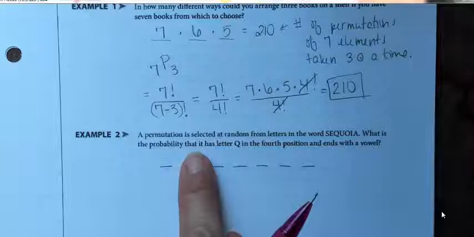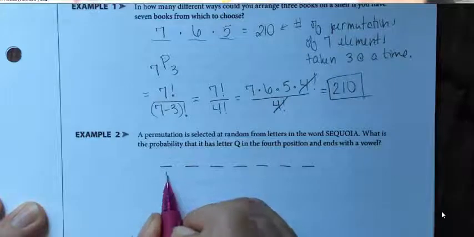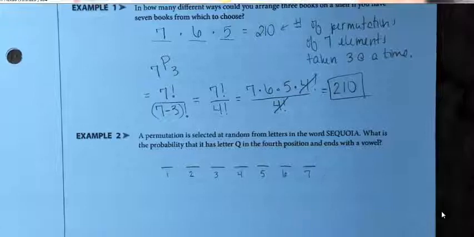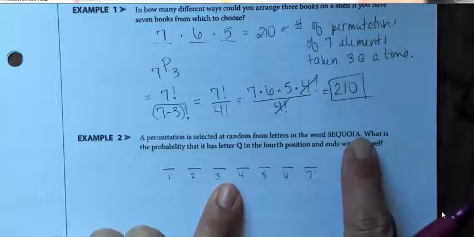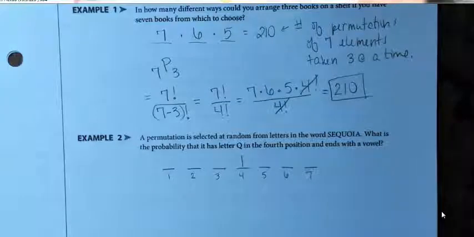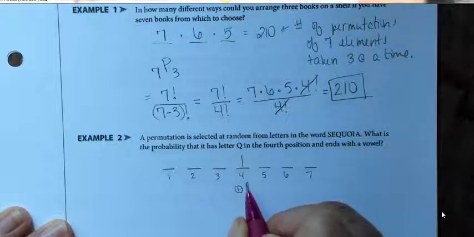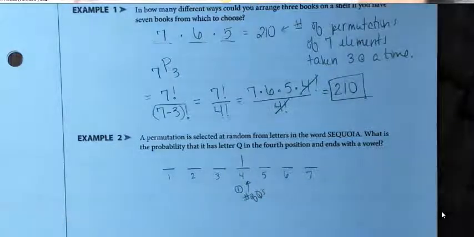Now, what's the probability that it has letter Q in the 4th position? So this is the 1st, 2nd, 3rd, 4th, 5th, 6th, and 7th. All right, well, for the 4th position, how many possible Qs are there? Well, there's only 1, so it's possible that I get that 1 Q. I'm going to put that there in the 4th position. Let me go ahead and write down what I'm doing. So my first step here basically is to look for the number of Qs and put that in its position, which I just did.